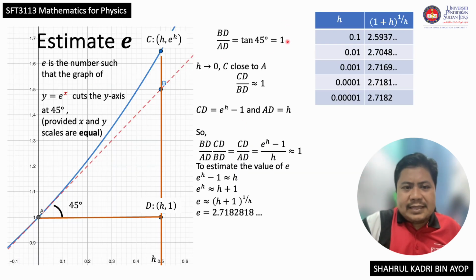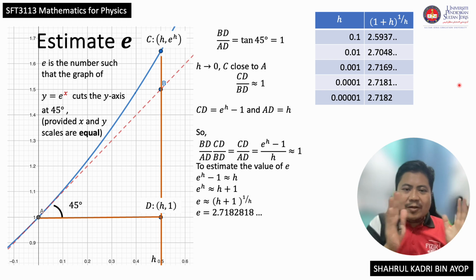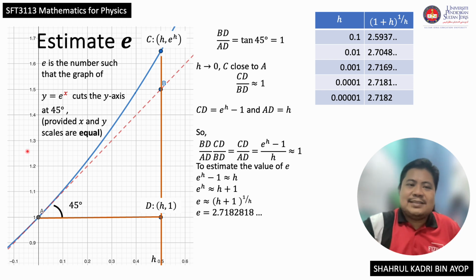So let us estimate the value of e. From the previous graph of the exponential functions, the value of e falls between 2 and 3. So what is the exact value of e? e is the number such that the graph of y equal to e to the power x cuts the y-axis at 45 degrees.